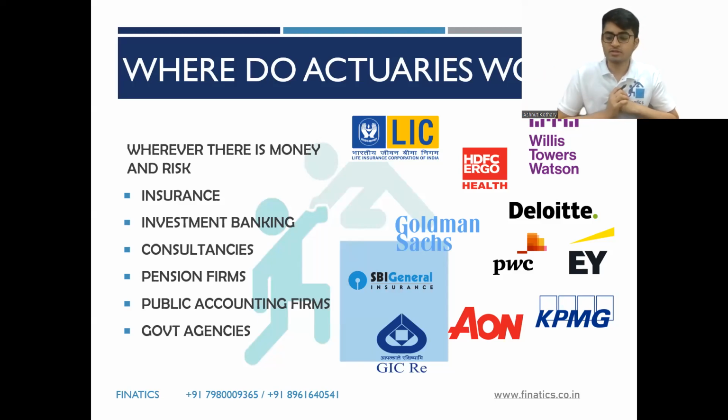So these are the places where actuaries typically work, and these are certain examples of companies. Specifically talking about India, there is LIC, which is the biggest life insurance company in India and one of the biggest life insurers globally as well. We have HDFC Ergo, Willis Towers Watson, which has teams in various different countries, Goldman Sachs, investment banking and all, Deloitte, again a consultancy. Then we have Aon, KPMG, SBI General Insurance, Reliance, HDFC Life, and so on. The list goes on, with tons of companies where actuaries could work.